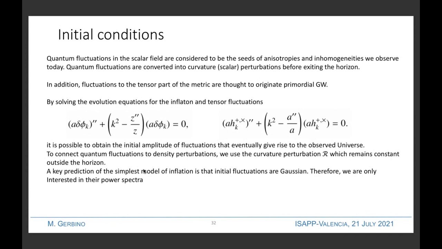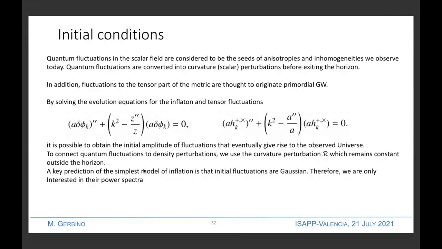In order to work out the value of the initial perturbations, or better, if you remember what we said yesterday, the power spectrum of the initial perturbations, both scalar and tensor, that we have at early times, we have to solve the evolution equations for both scalar and tensor fluctuations. They, of course, require us to quantize the inflaton fields and also to take into account the evolution of the tensor perturbations to the metric.